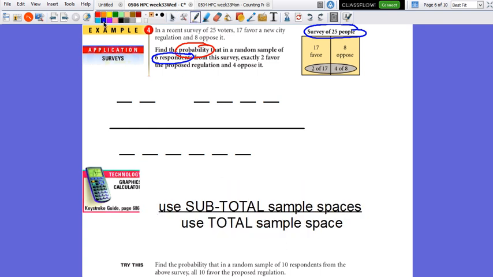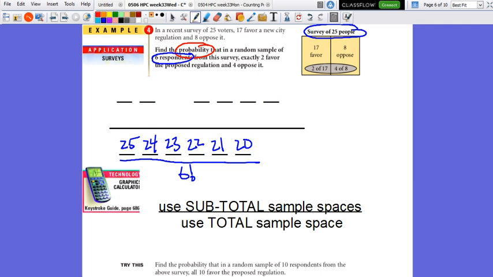And order doesn't matter because it's not saying that respondents have to be in an order, or it doesn't give you names for these positions of the respondents. It's just 6 from 25, and order doesn't matter. So we're gonna go 25 times 24 times 23 times 22 times 21 times 20, and we're going to divide that by 6 factorial. So that's your total sample space.